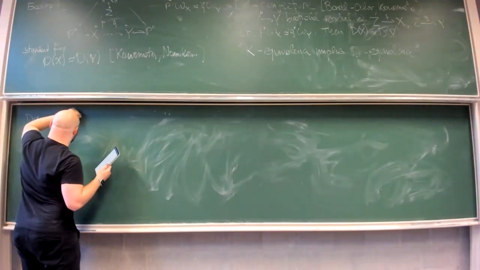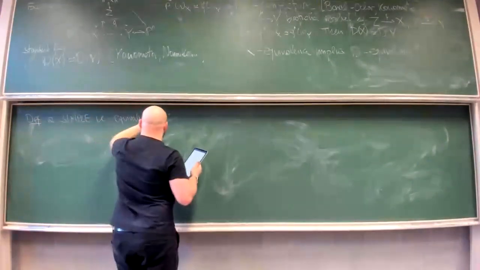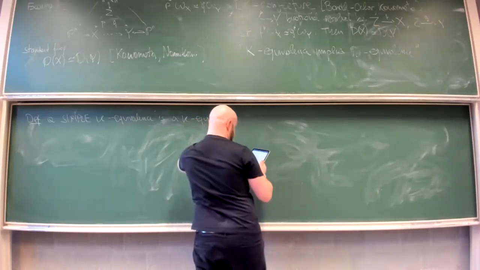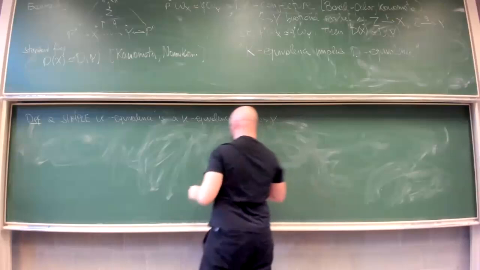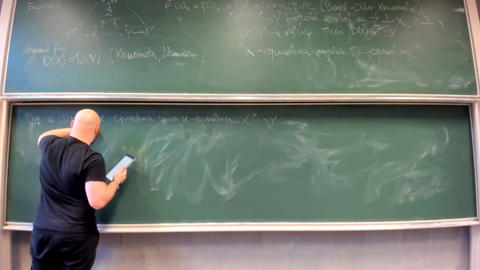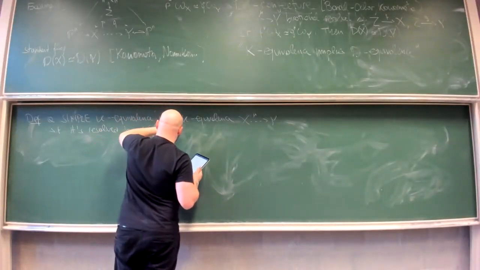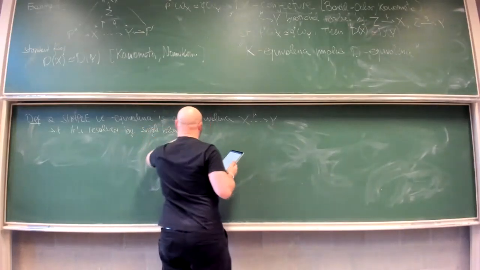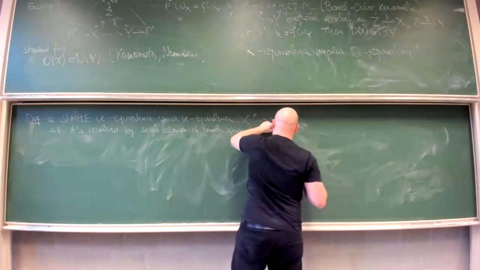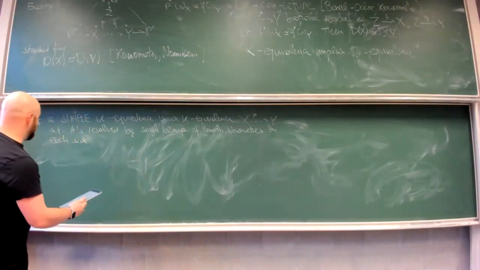Simple K equivalence. What it is: a K equivalence such that it is resolved by a single blow-up, single blow-ups of smooth subvarieties on each side. Okay, so something like this.